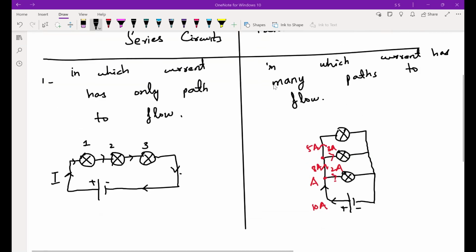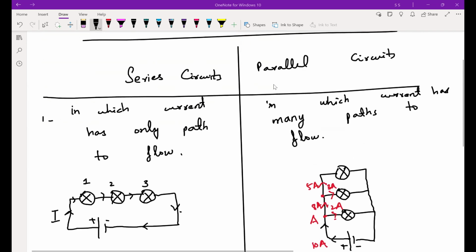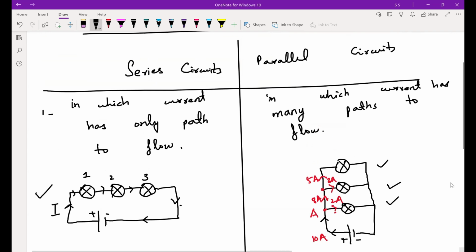So what we have discussed up till now is that in a series circuit, current only has one path to flow. Even if there are three lamps, it just flows through all of them in one path. But if we connect the lamps like this, where there are multiple paths, the current will split up, then that's a parallel circuit.